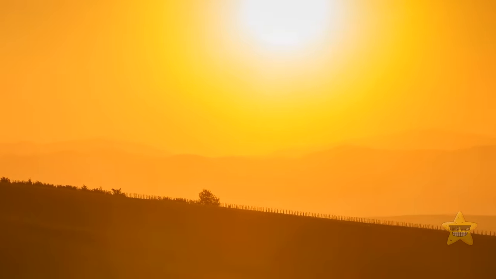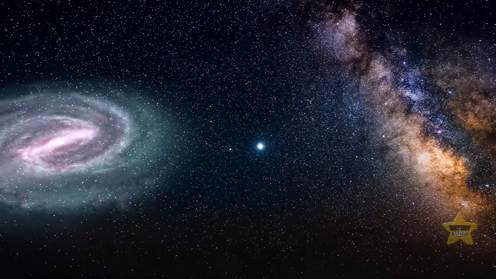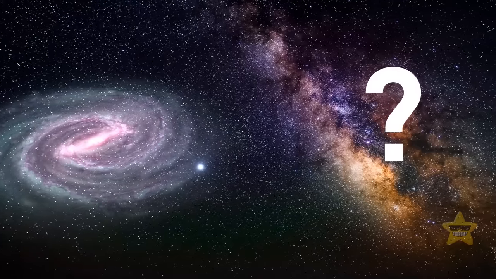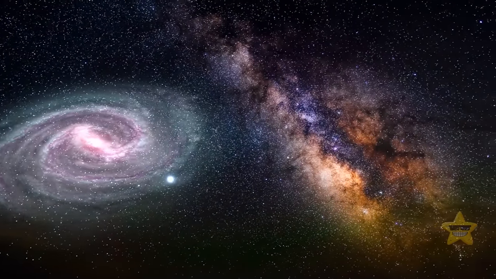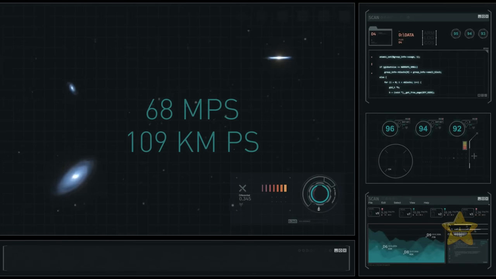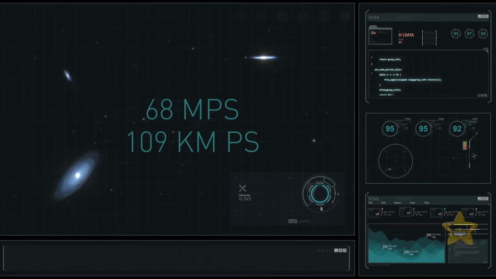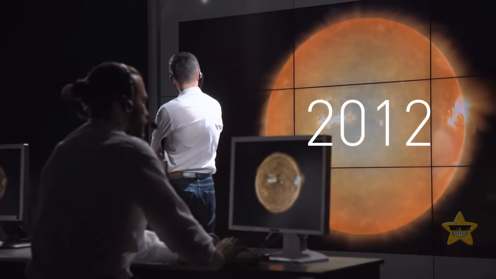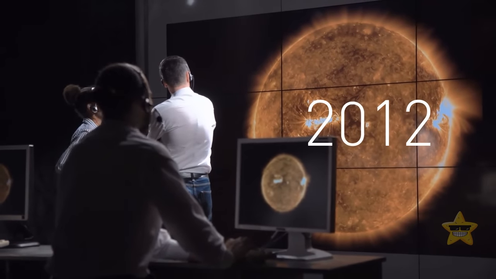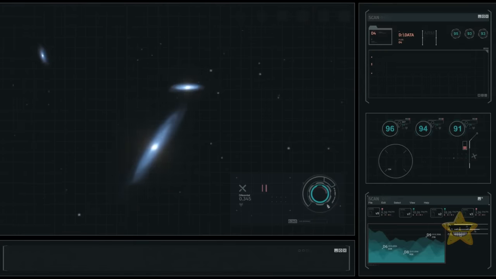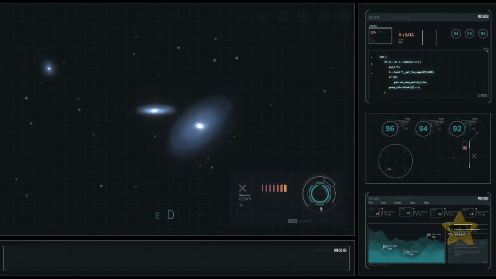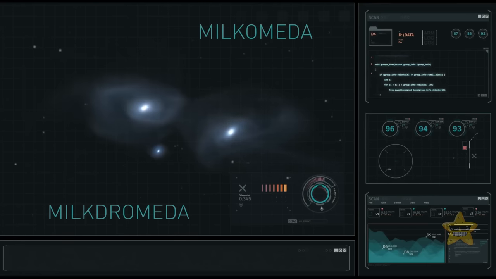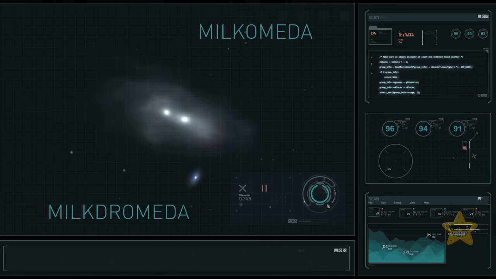But how about the predicted collision with the Andromeda galaxy? Will our solar system survive this catastrophe as well? Right now, the Andromeda galaxy is nearing the Milky Way at a speed of 68 miles per second. As you may guess, it's very hard to figure out its actual speed. And until 2012, researchers weren't even sure if the collision was going to happen or not. Unfortunately, it turned out that we had to prepare for the appearance of Milkdromeda, or Milkameda, a structurally new galaxy consisting of the merged Andromeda and the Milky Way.